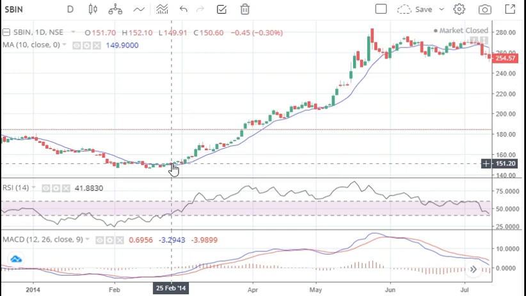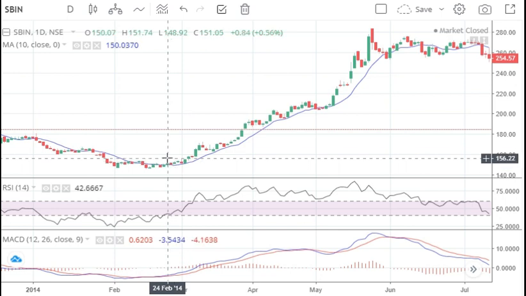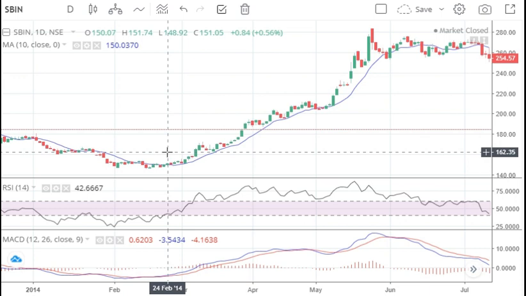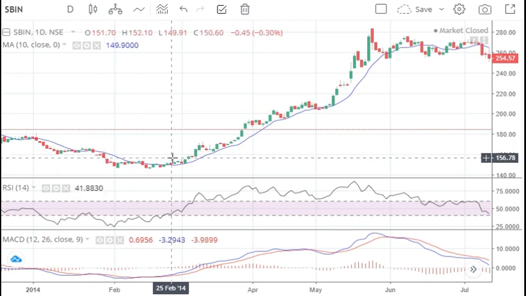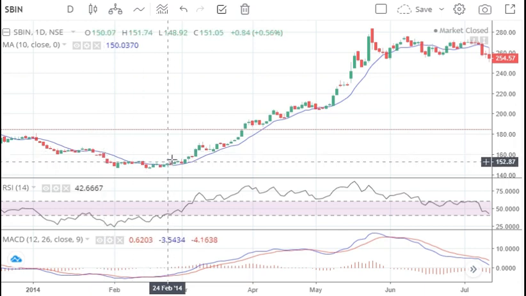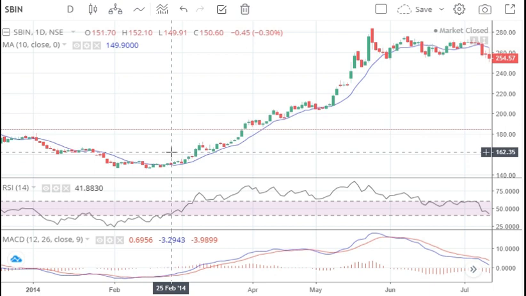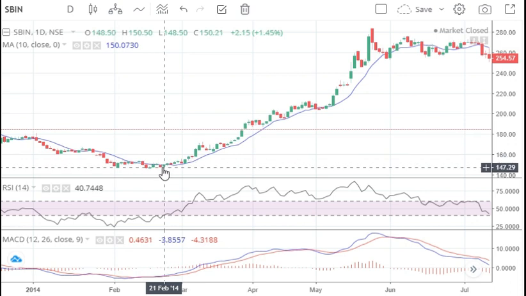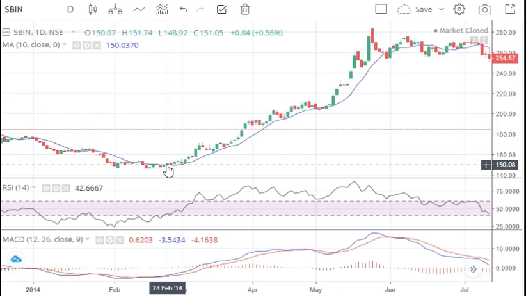What happens after that is you will have to fix a target. So where is the next resistance for this stock? The next resistance is basically over here. There's a resistance over here, 162. Right now you're buying it at 151, and 162 is like a 10 to 12 rupees movement. Okay, but your stop loss is at 145, which is about 5 rupees.